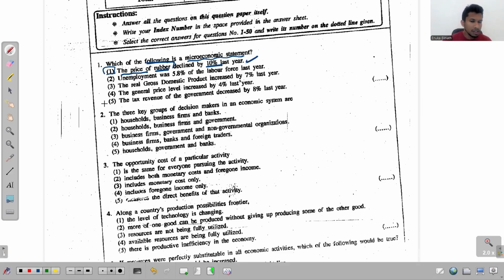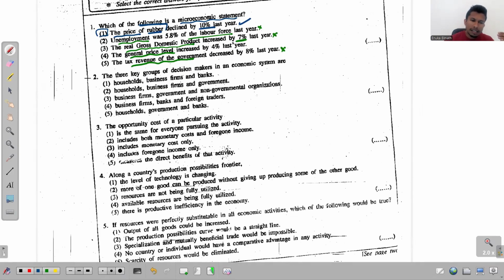But we will go through the other options. The second one, unemployment of the labor force. In the whole economy, the unemployment of the labor force is a macroeconomic statement. The real GDP, the aggregate product, increased by 7% last year. Once again, that is related to a macroeconomic variable. General price level, the inflation, again macroeconomic. Tax revenue of the government, the whole tax revenue of that entire economy, is also connected with macroeconomic variables. So the answer for this question 1 has to be the first one.